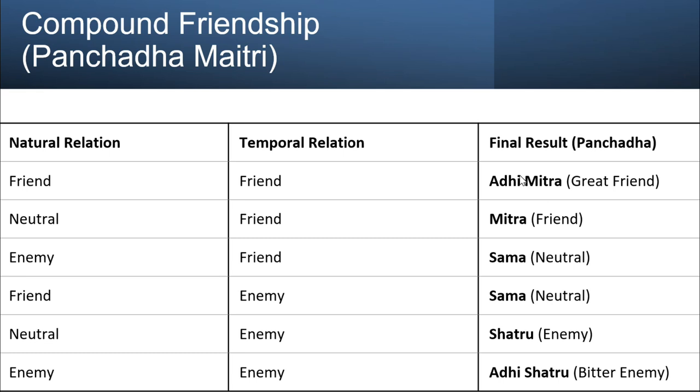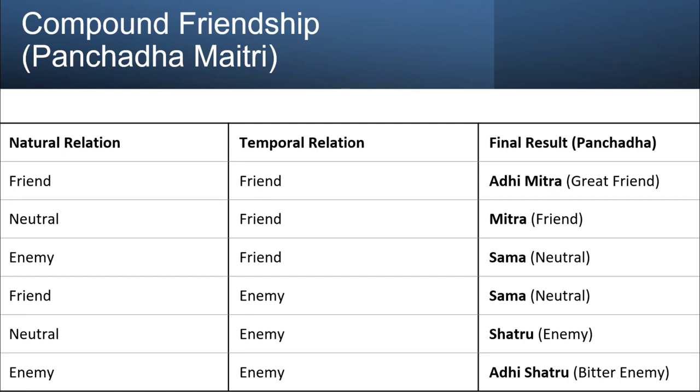So for every planet we will have to see whether he is a temporal friend of that planet or not, or whether he is a natural friend of that planet or not, and then we will find the final result. This is known as Panchadha Maitri, or compound friendship. Let's say two planets are natural friends and they are temporal friends as well. That means they are very good friends.